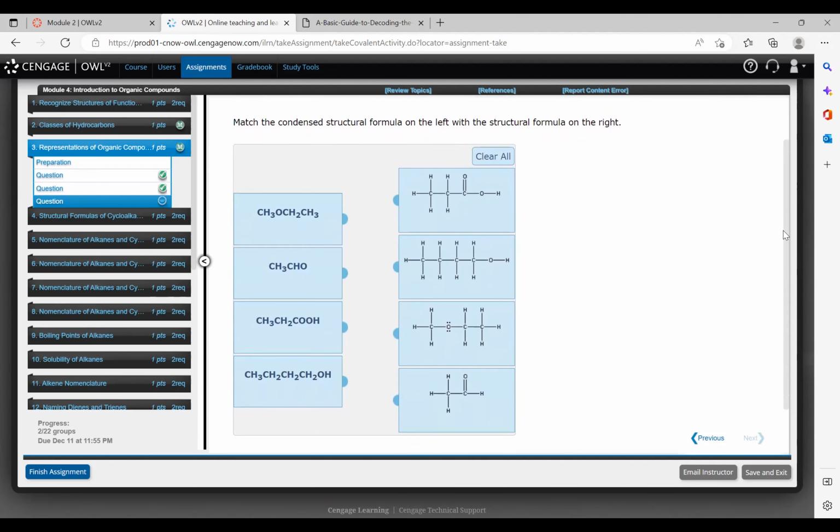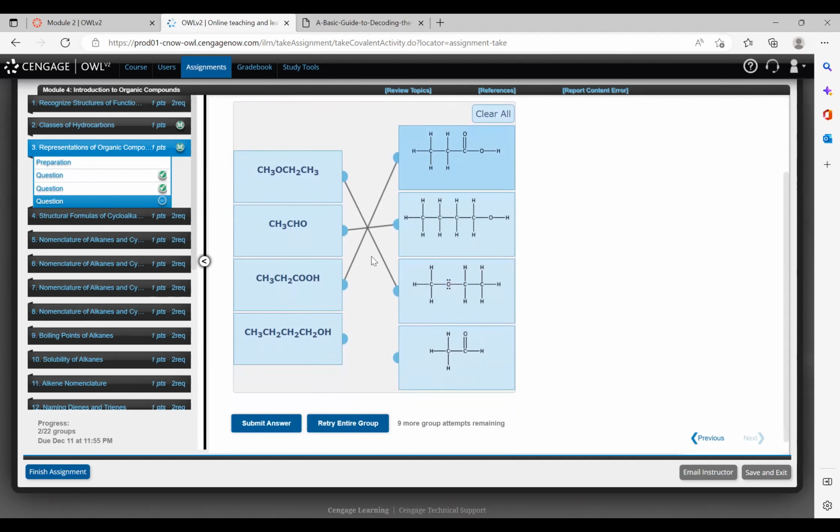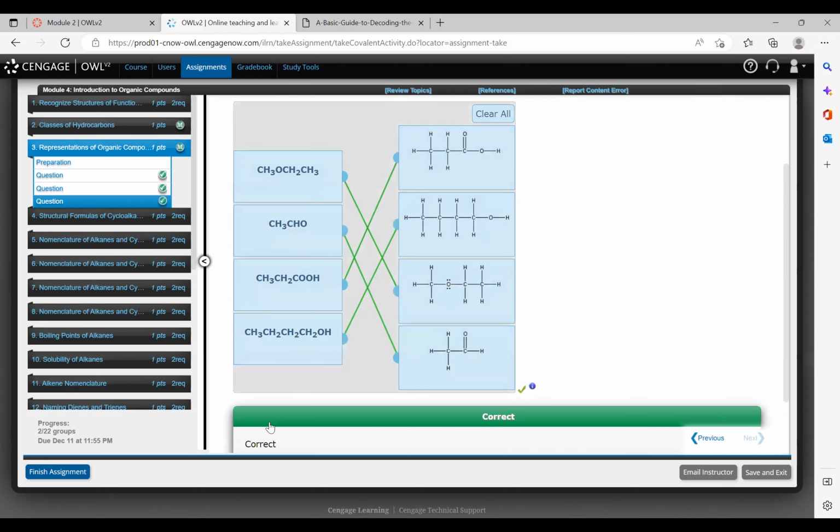All right, and same idea here. We'll have our ether. Here we would have our aldehyde, our carboxylic acid. Oops, clear. We'd have our ether, our aldehyde, our carboxylic acid here, and our alcohol group here. Submit our answer, and we're good to go.